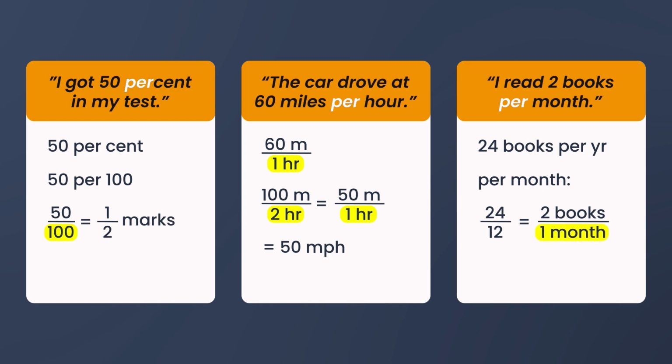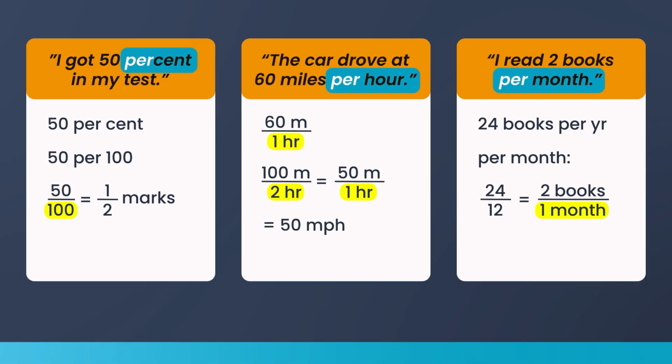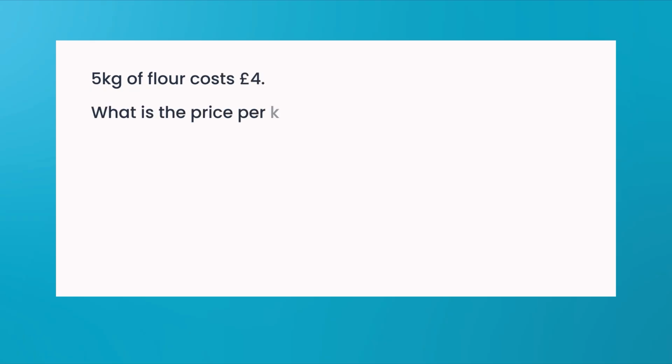So if you see a question and you're not quite sure what should go on the bottom and what should go on the top, look for the word per and put that thing on the bottom. For example, if you get a question that says 5 kilograms of flour costs £4, what is the price per kilogram? Well, we have per kilogram, so the kilogram goes on the bottom. So that's 5 kilograms. And the other number goes on top. So 4 over 5, which simplifies to 0.8 pounds per kilogram.